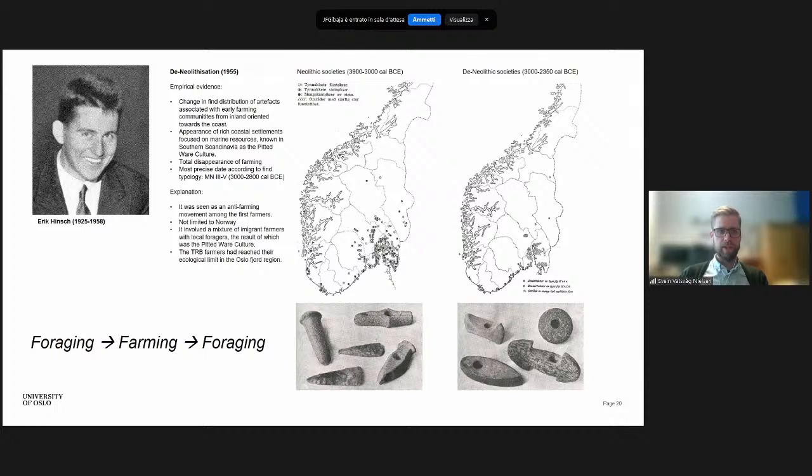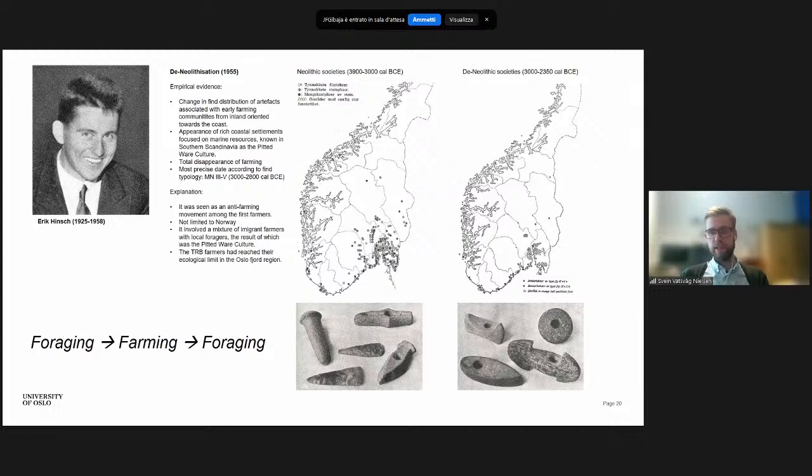And this happened at the same time as the appearance of rich coastal settlements focused on marine resources in southern Scandinavia, known as the pitware culture. Hinch argued that there was a total disappearance of farming, and he explained it not in terms of climate change or anything like that, but simply as an anti-farming movement among the first farmers in Norway.